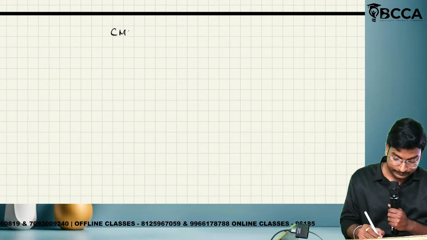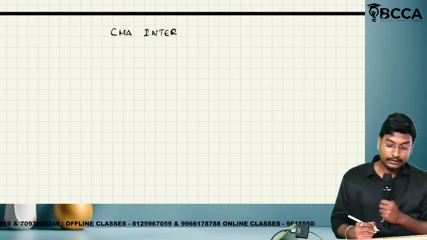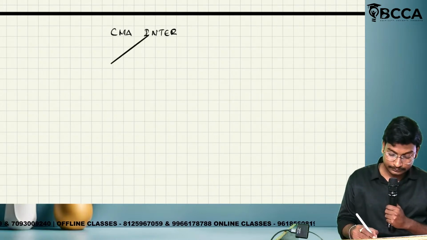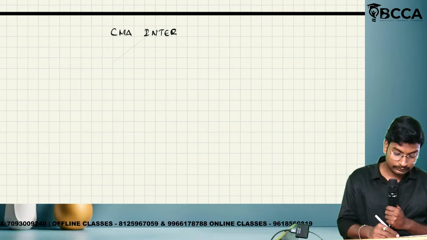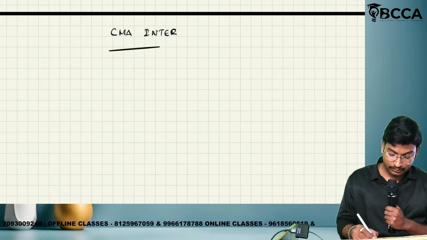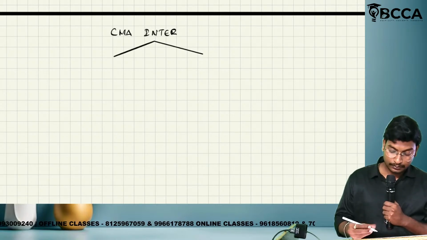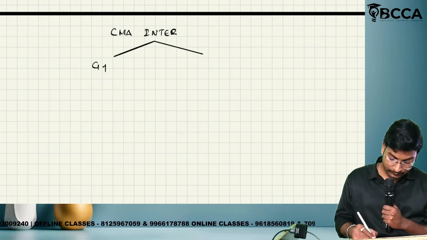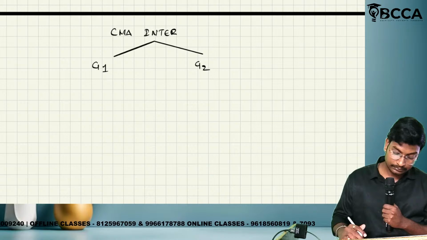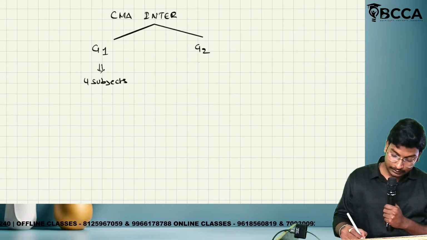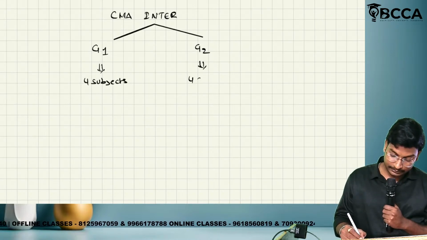CMA Inter. In this CMA Inter, we have two groups: Group 1 and Group 2. In Group 1, we have 4 subjects. In Group 2 also, we have 4 subjects.